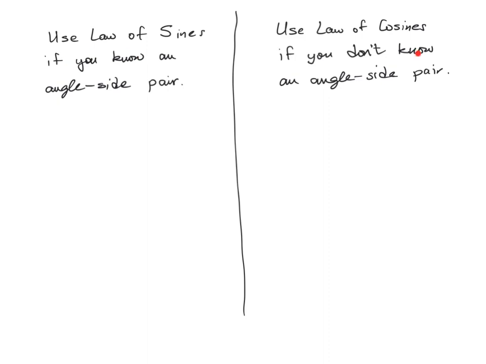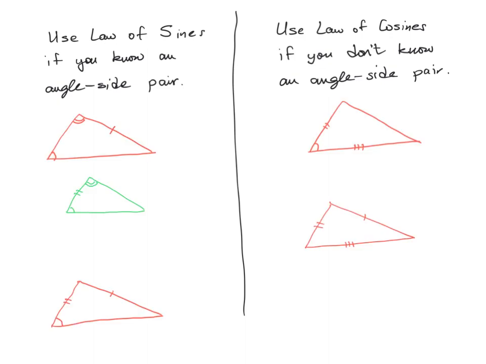Well, either you do know it or you don't know it. We don't need another law. The law of sines and the law of cosines take care of all the possible iterations or scenarios we might have. So the law of sines scenarios would be, this is one of them, where you have this angle and this side, that angle-side pair. So this is an AAS.